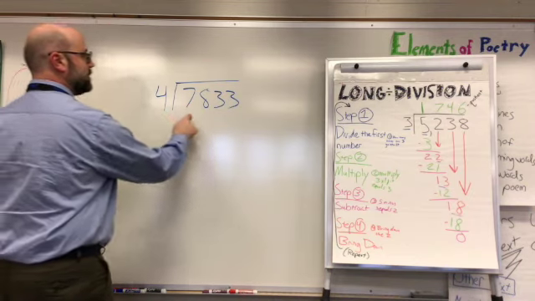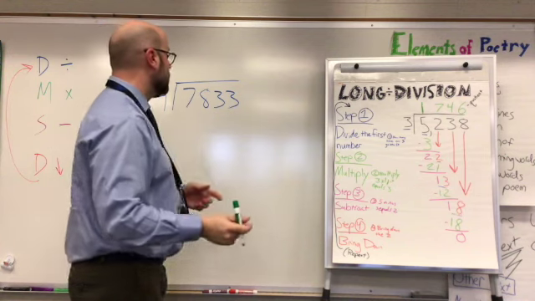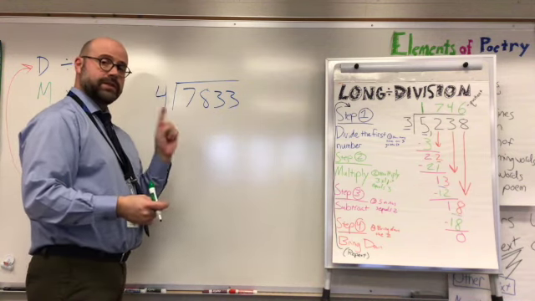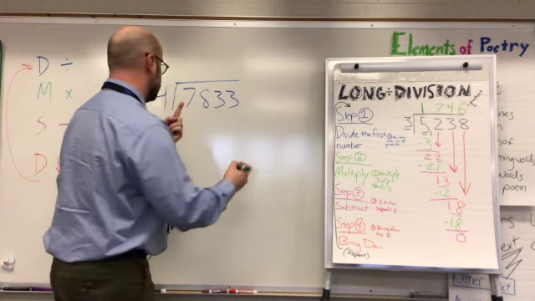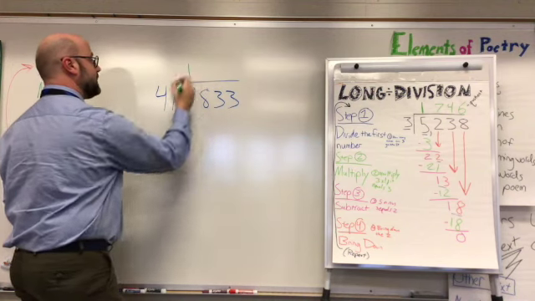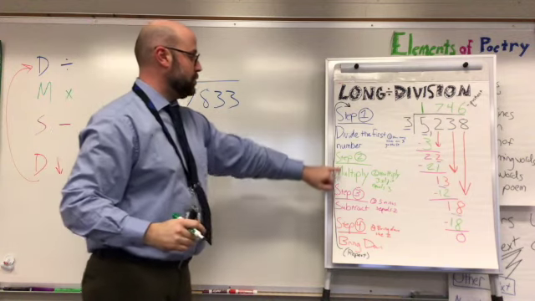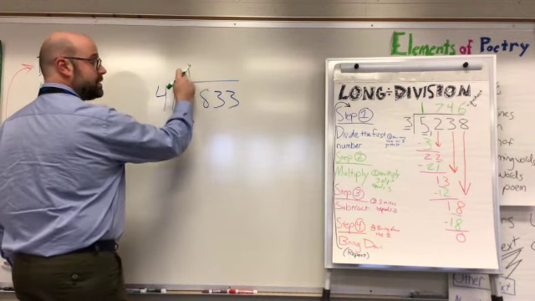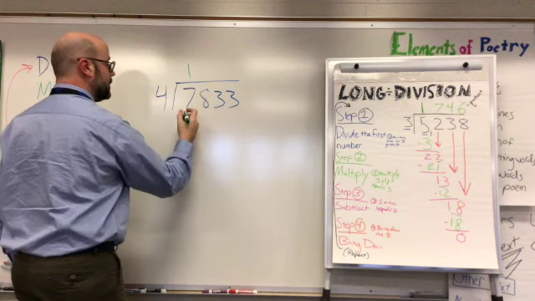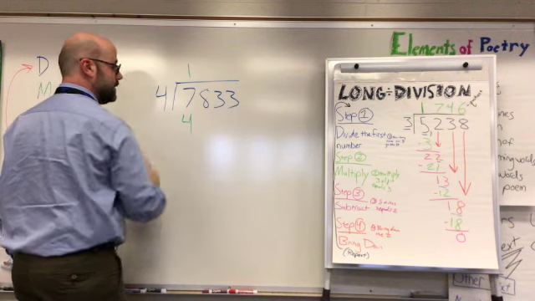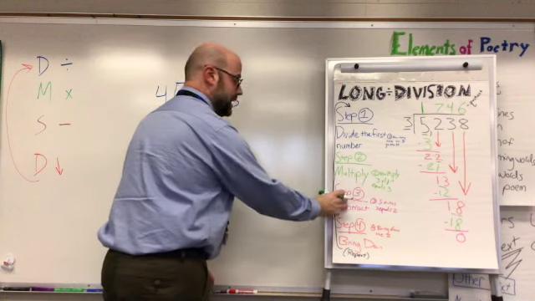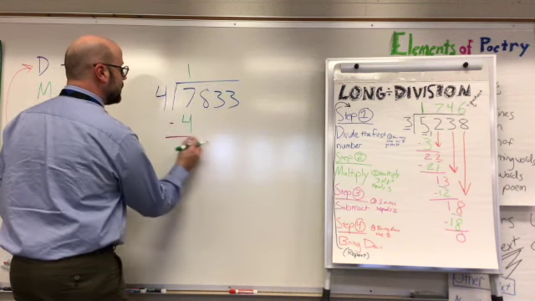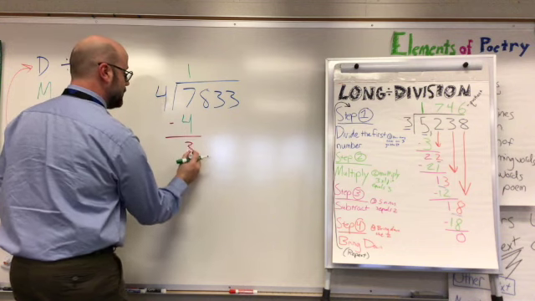How many times can 4 go into 7? 4, 8. Ooh, 4 can only go into 7 once. There's only one 4 in 7. So you put a 1 up here. Step 2, multiply. 4 times that number you just wrote up there. 4 times 1 is 4. Step 3, subtract. 7 minus 4 equals 3.